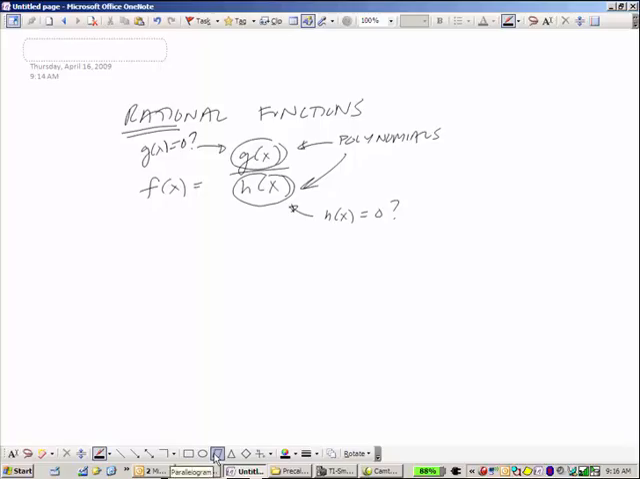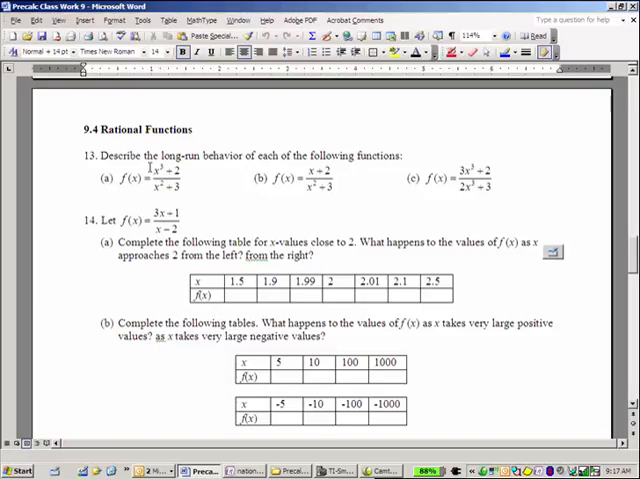So we'll start by comparing the two. If you take a look at 13, we have three functions to look at the long-run behavior. Long-run behavior is saying, what's the limit when x gets really big or really negatively big? We can graph these and see what happens, and then see if it makes sense algebraically, based on what we know about algebra. So let's graph them.